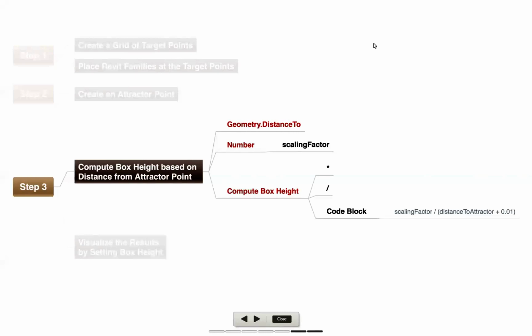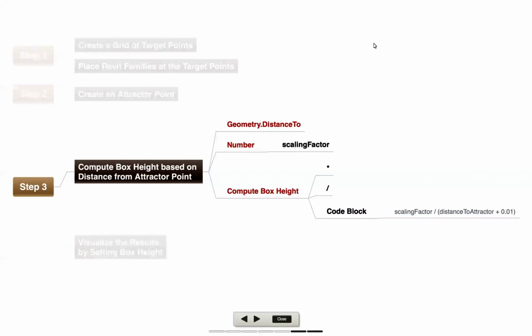For the final step in this example, let's compute some box heights based on the distance from the attractor point, very much like we did in the prior example where we computed circle radiuses. We're going to use the geometry distance to function and look at the placement points for all the boxes versus the attractor point.